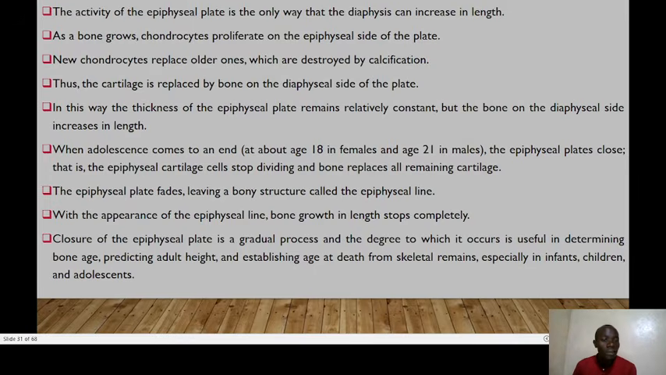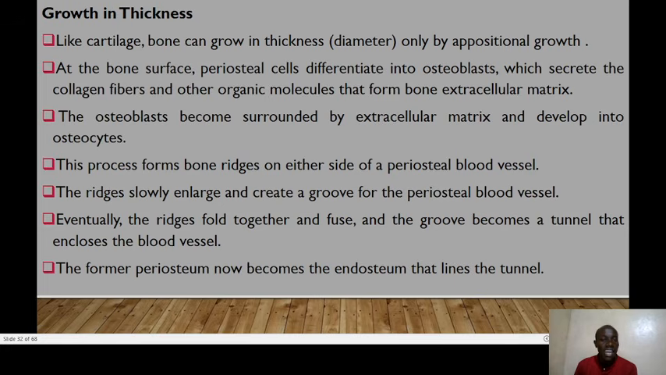The closure of the epiphyseal plate is a gradual process, and the degree to which it occurs is useful in determining bone age, predicting adult height, and establishing age at death from skeletal remains, especially in infants, children, and adolescents. What about growth in thickness? Like cartilage, bone can grow in thickness only by appositional growth.